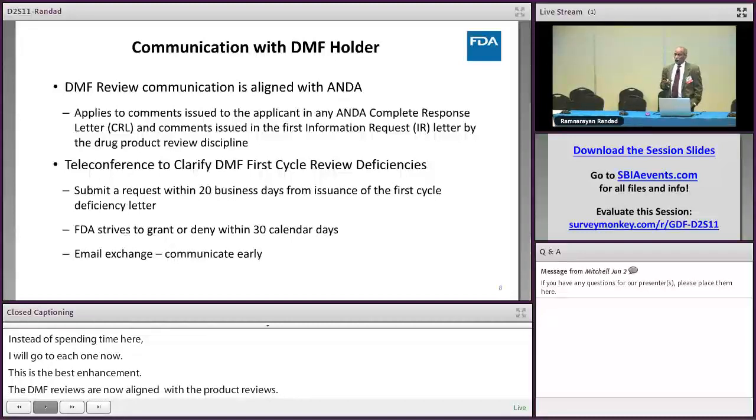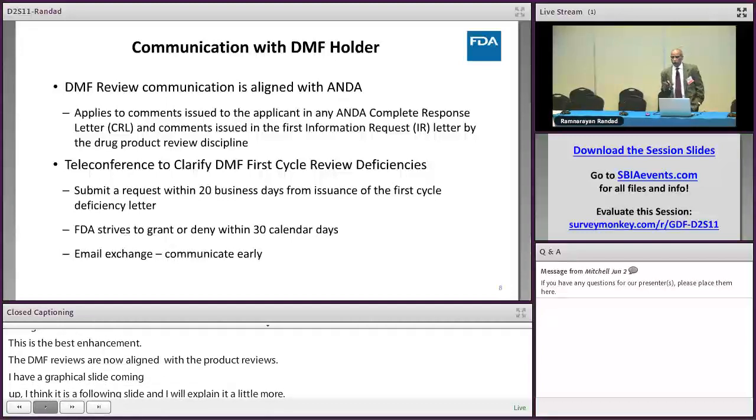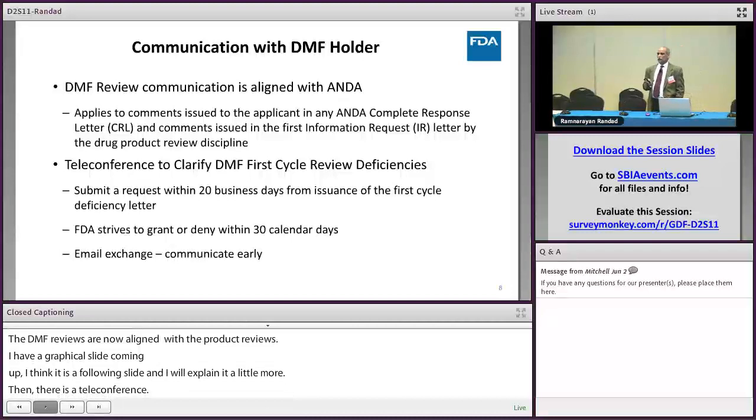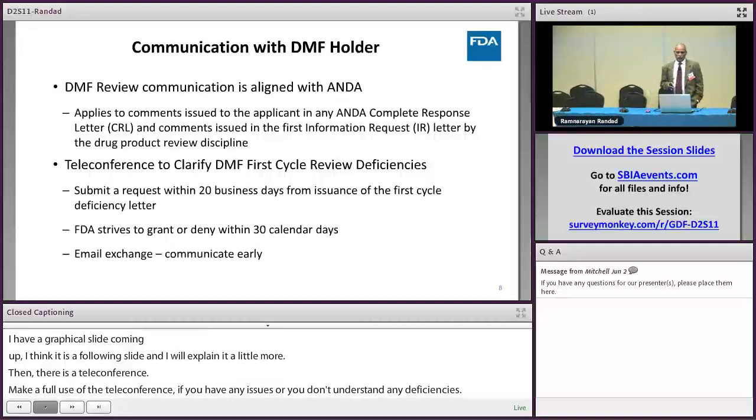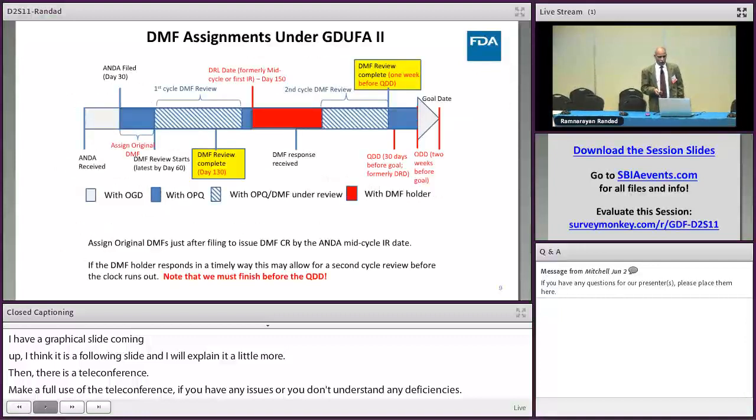Then there is a teleconference. Make full use of the teleconference if you have any issue or you don't understand any deficiencies. Now there are requirements: submit a teleconference request in 20 business days, and the FDA will grant or deny in 30 days. And there is also an opportunity for an email exchange with the FDA.